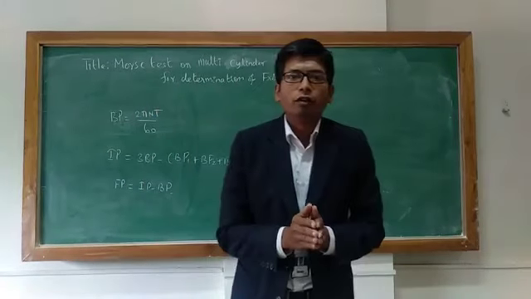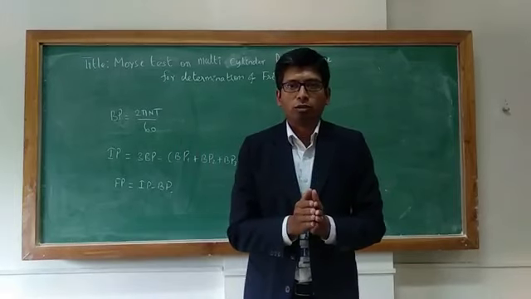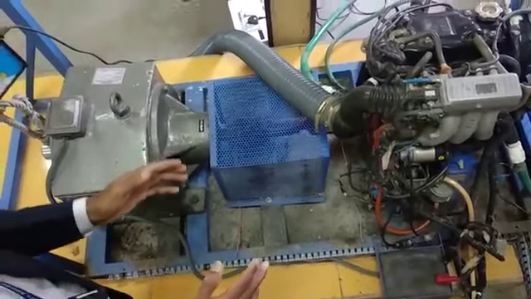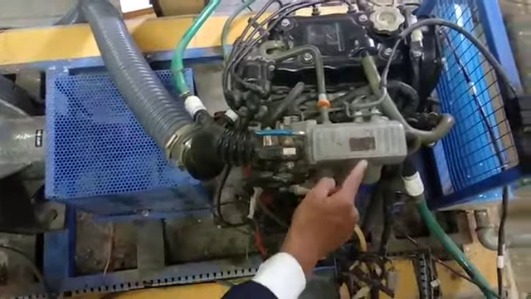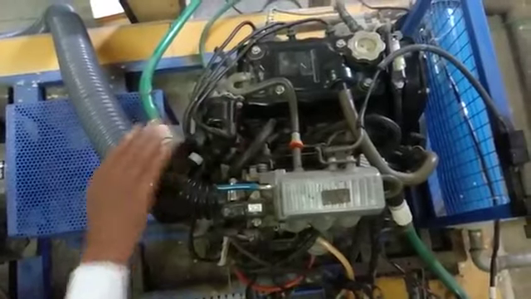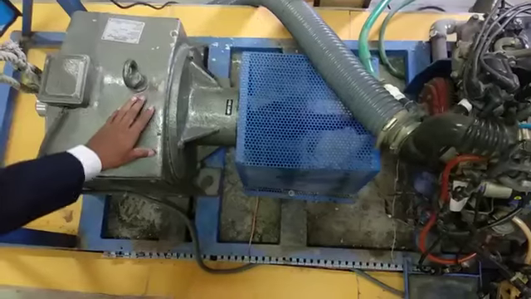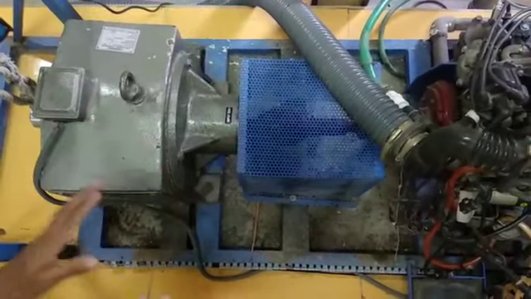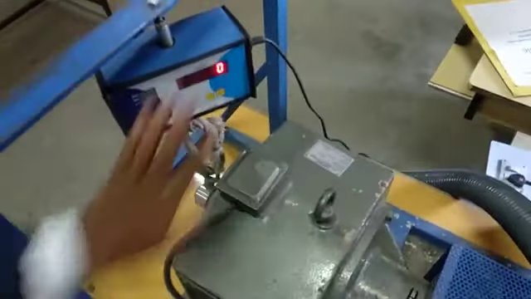Now, we will see the setup. In the setup, we will see more details about this. This is the 3-cylinder petrol engine which we are going to use for the Morse test. Here is the engine, this is the distributor for the engine, and this is the air intake. In between we have the eddy current dynamometer, which is used for loading the engine. How much load is acting on the engine is displayed in this digital meter.